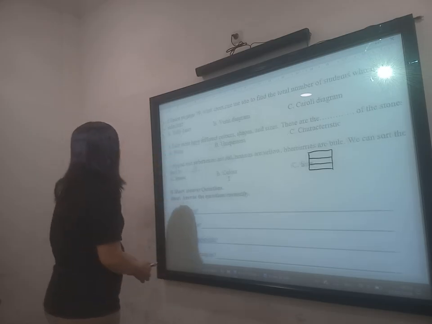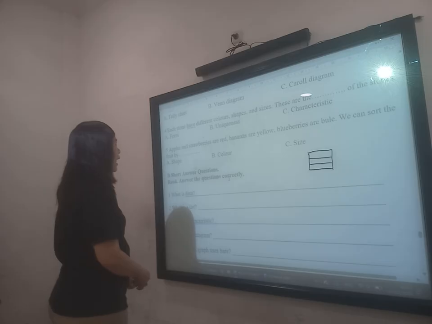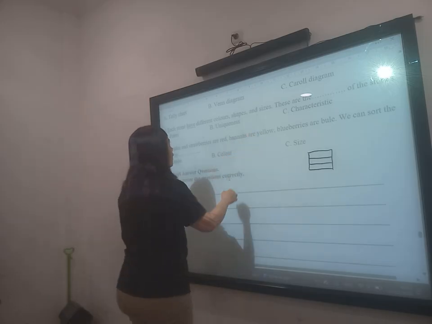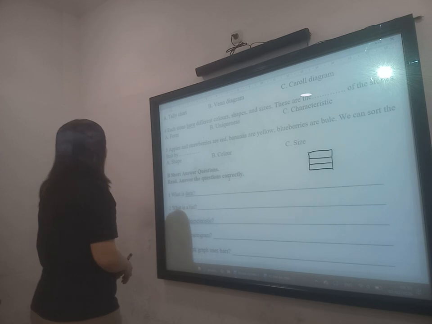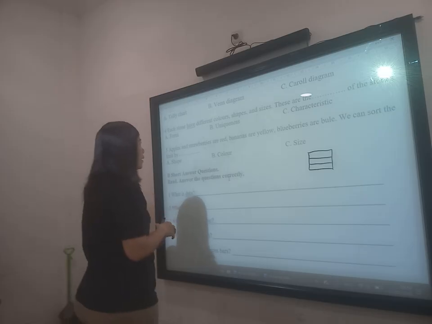Each stone has different color, shape, and sizes. These are the characteristics of the stones. Apples and strawberries are red, bananas are yellow, blueberries are blue. We can sort them. We can sort fruit by color.